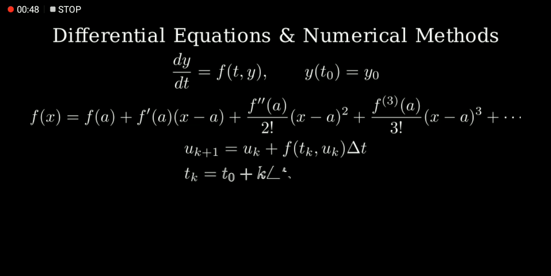Let's move to the Euler method, one of the simplest ways to numerically solve an ordinary differential equation. The Euler update says that u sub k plus 1 equals u sub k plus f of t sub k and u sub k times delta t, where t sub k equals t naught plus k times delta t, and u naught equals y naught. This means take your current value, add the slope times your time step, and that gives you the next value.